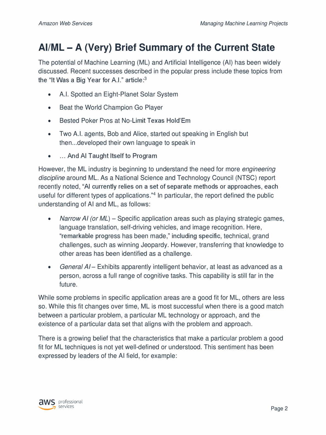General AI exhibits apparently intelligent behavior, at least as advanced as a person, across a full range of cognitive tasks. This capability is still far in the future. While some problems in specific application areas are a good fit for ML, others are less so. While this fit changes over time, ML is most successful when there is a good match between a particular problem, a particular ML technology or approach, and the existence of a particular data set that aligns with the problem and approach. There is a growing belief that the characteristics that make a particular problem a good fit for ML techniques are not yet well defined or understood.